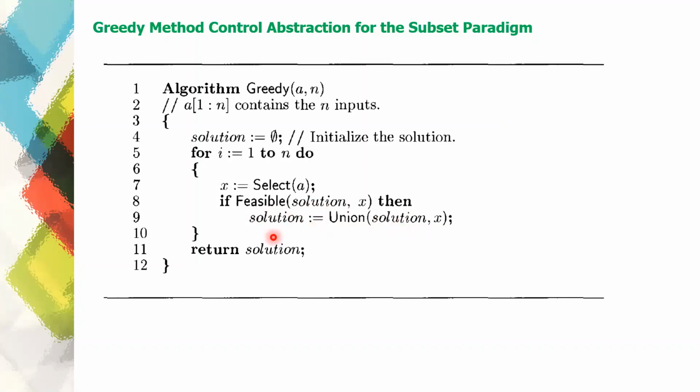So in each stage, you select an input from the given problem A. With the selected input, let us say it is x, include x in the solution if it produces a feasible solution. Otherwise, do not include x in the solution. Repeat this for n stages and you are going to get an optimal solution after n stages.